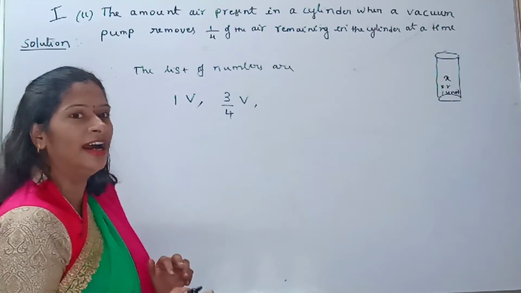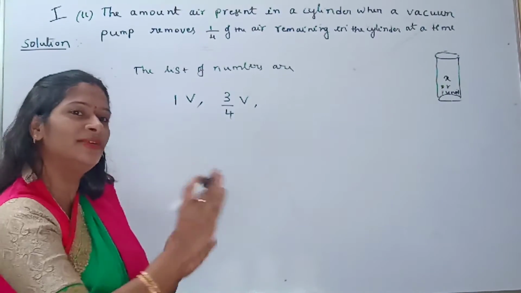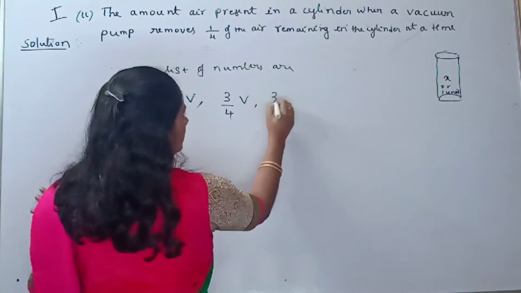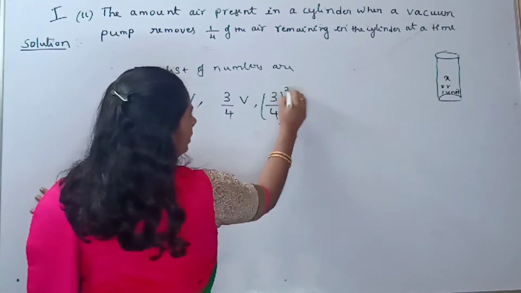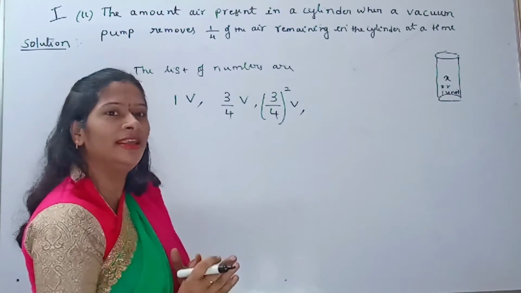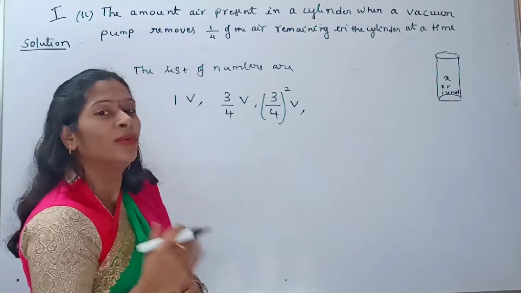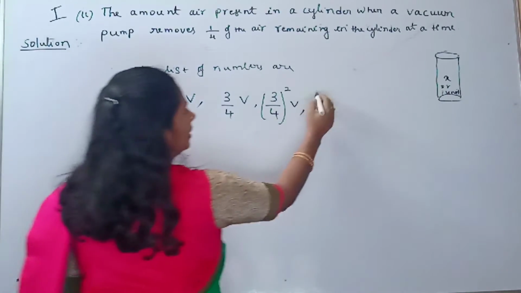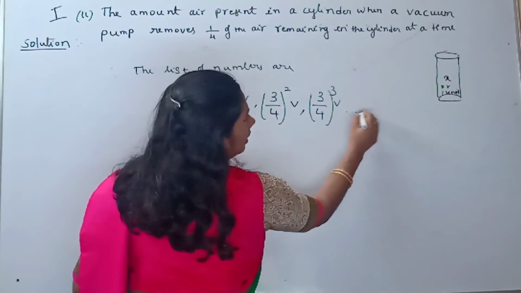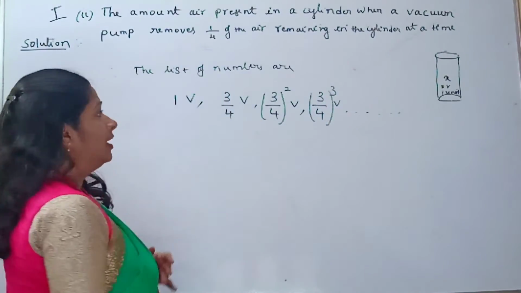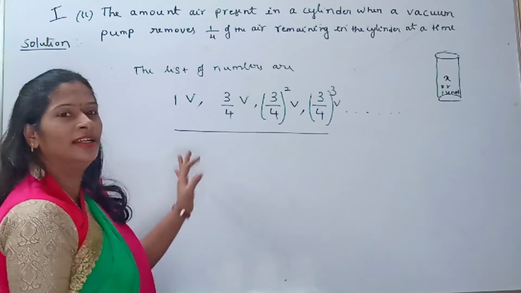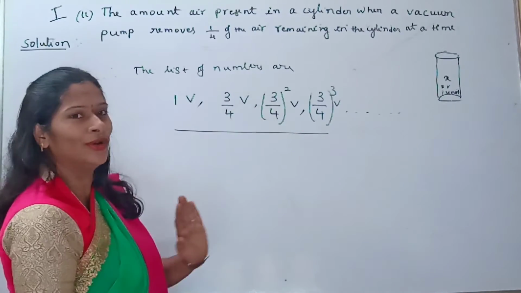Next, when the second time 1/4 of the air is removed from the cylinder, the remaining air we got is 3/4 whole square V, isn't it? When the third time 1/4 of the air is removed from the cylinder, what is the remaining air we got? It is 3/4 whole cube, isn't it?